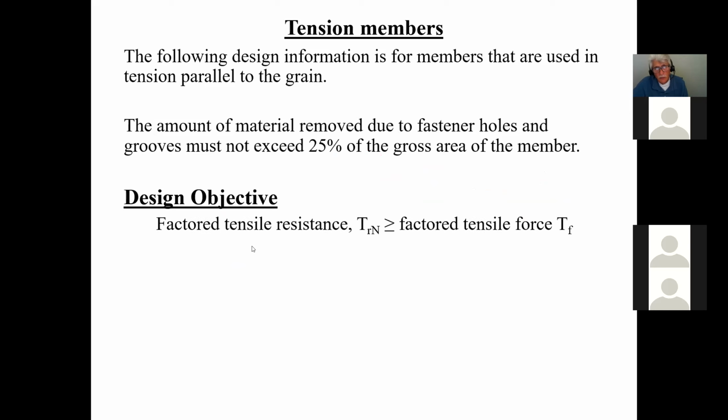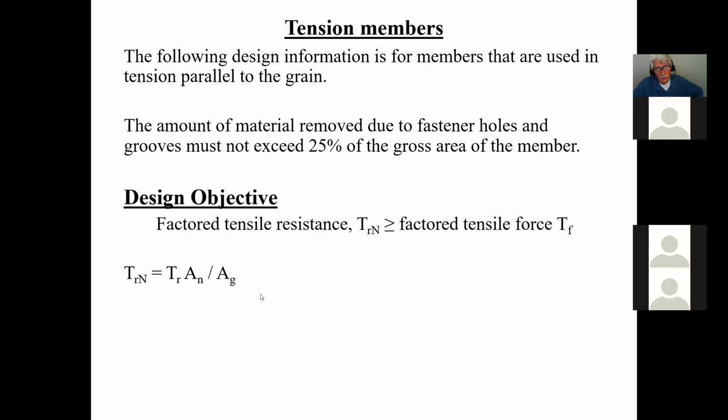Now, the design objective is always the tensile resistance, TRN. We use N here because we're talking about the net area. If you're nailing, TRN and TRG are the same thing, versus the factored tensile resistance, TF. Now, TRN is TR times A net over AG. So you take your net area divided by your gross area, and make sure that ratio does not exceed 75%. The TR value that you get from the table becomes your final resistance of the net area. So if you have nails, TRN and TR are one and the same.